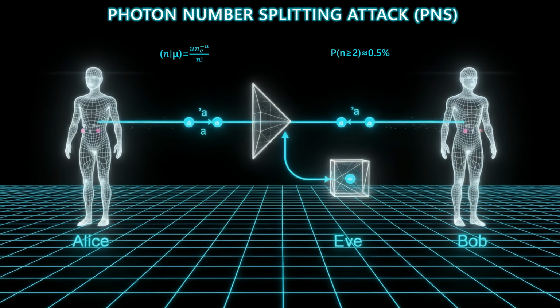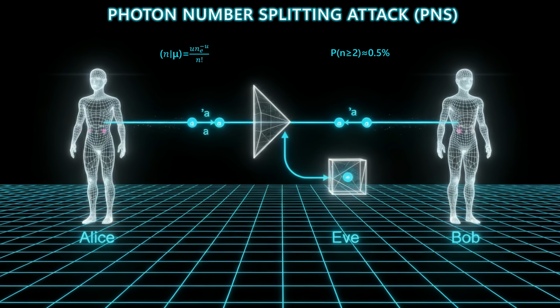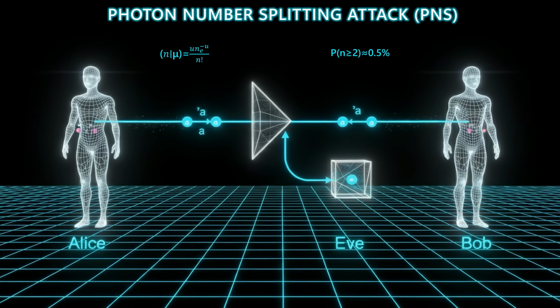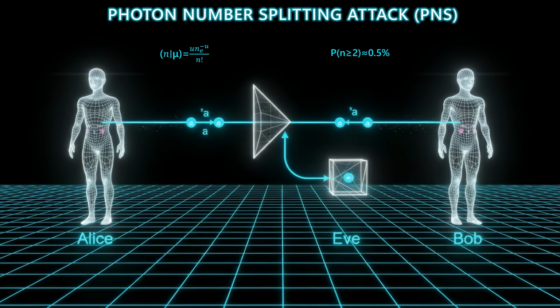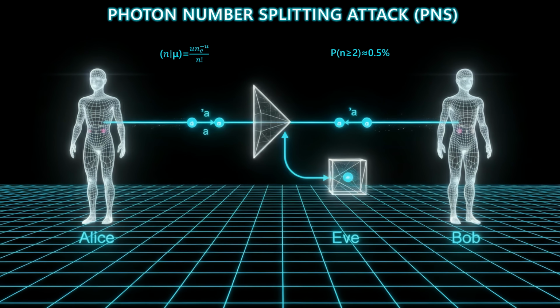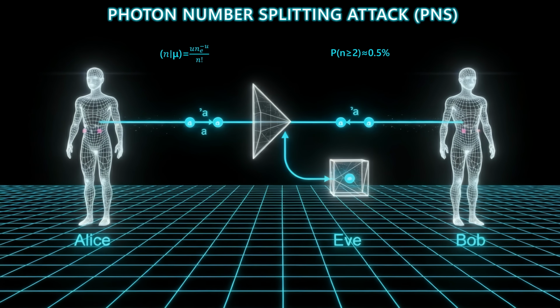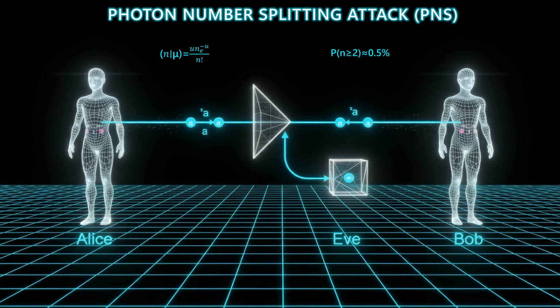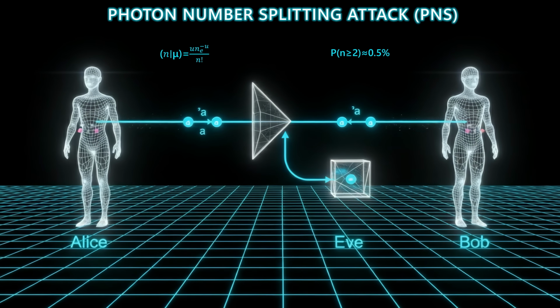Once Alice emits a multi-photon pulse, the physics allows something dangerous to happen. Eve inserts a passive beam splitter into the channel. Because two or more identical photons were created together, Eve can non-destructively siphon off exactly one photon from the pulse, sending the remaining photons forward to Bob.